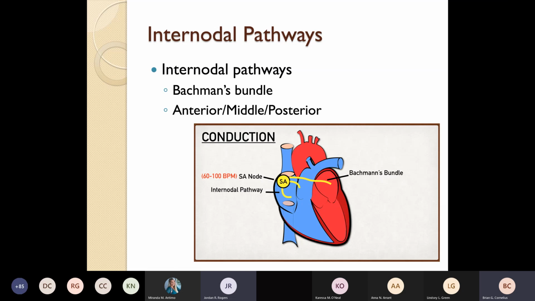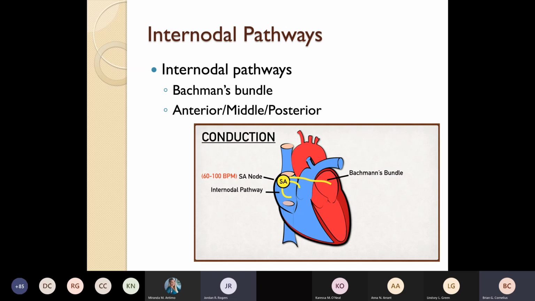All right, so the next thing we have to talk about is internodal pathways. Because what happens, the SA node generates that impulse at that rate of 60 to 100, and then it's got to travel somehow through the right atrium to the left atrium. That's generally going to be through Bachman's bundle. You can see it kind of carries over there.